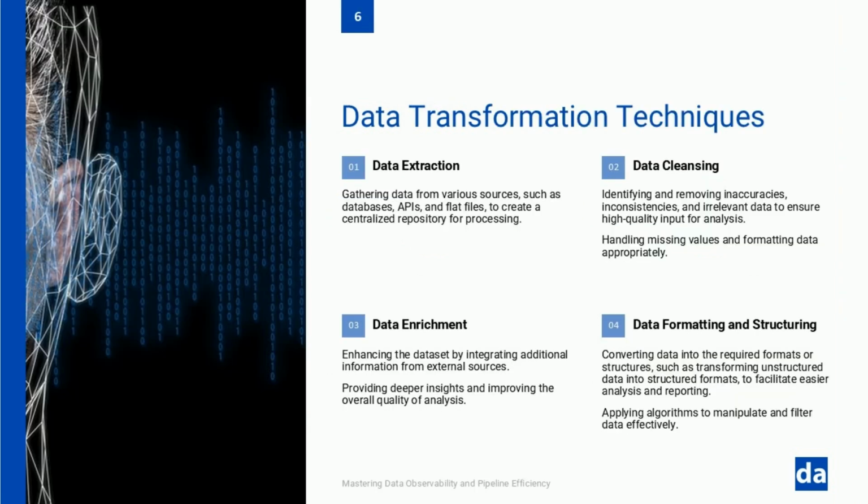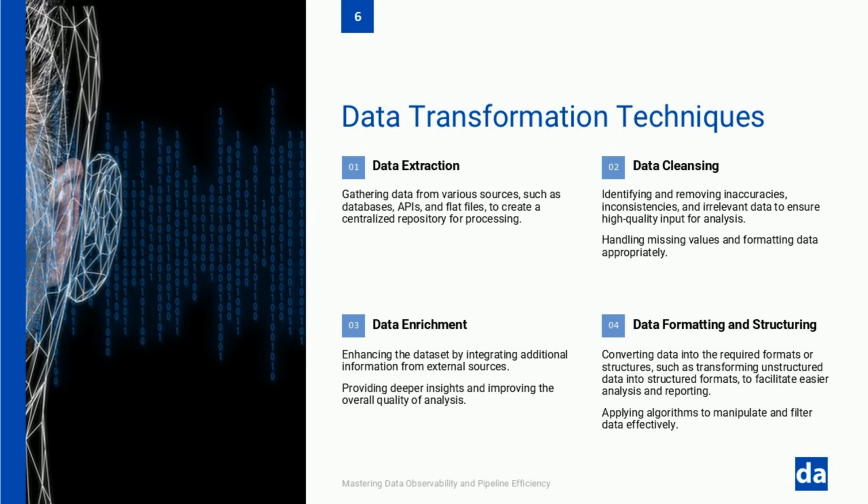Now let's dig into the heart of the data pipeline, data transformation. This is where raw data is shaped, polished, and prepared for analysis. Think of it like cooking a meal. You start with raw ingredients and transform them into something delicious and useful. Step 1. Data extraction. This is the starting point, gathering data from various sources like databases, APIs, or flat files. It's like picking the freshest ingredients for your recipe and storing them in your kitchen, ready to be cooked.